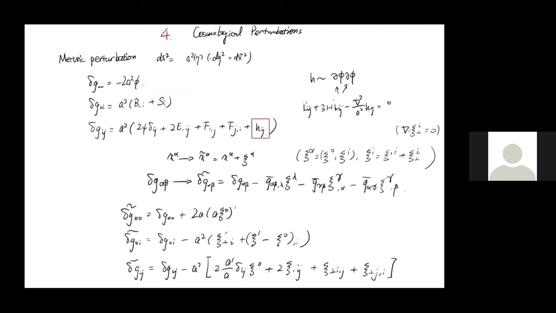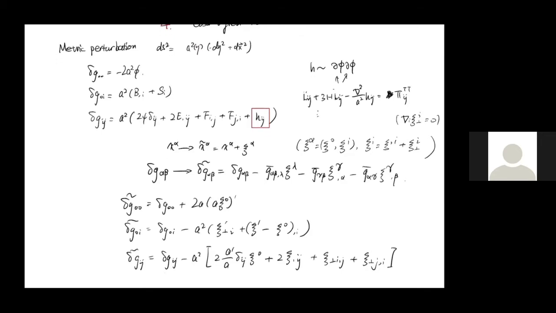Some source term, let's see. This is something we can derive from the cosmological perturbation theory. And we also have a similar equation for the scalar perturbations. This is what I would like to do in this section.